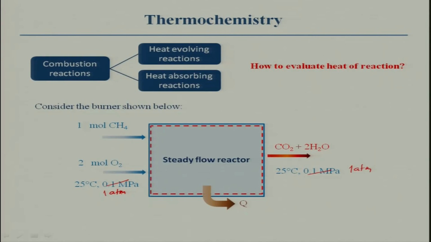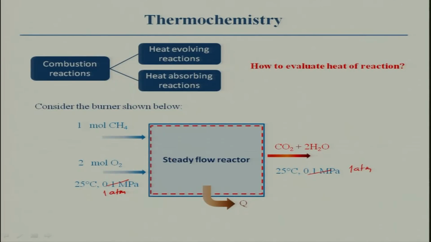And you might be wondering why I have taken this, any idea? Because we are talking about heat of reaction, there should be some standard state. Therefore, I have taken that, because the standard state is 25 degree Celsius and 1 atmosphere pressure, not 0.1 megapascal, okay. And of course, if it reacts and some heat is evolved, then heat can be transferred, that is Q, okay. Now, I need to find out how much heat is evolved, because whatever heat is released goes out, that is the balance.